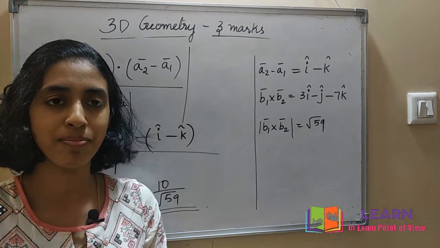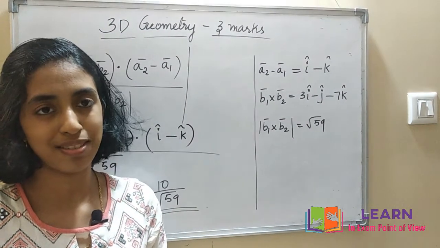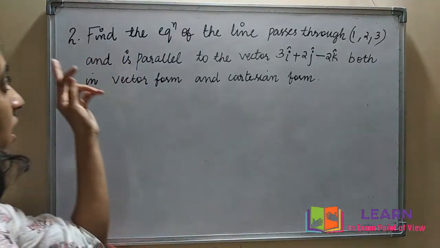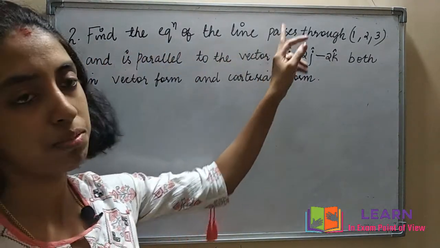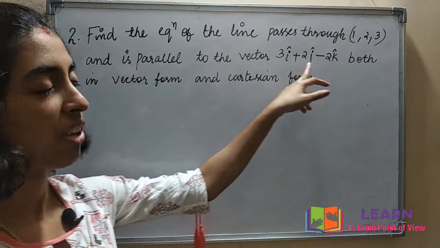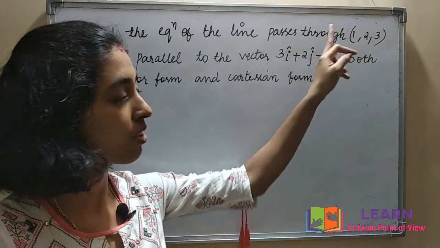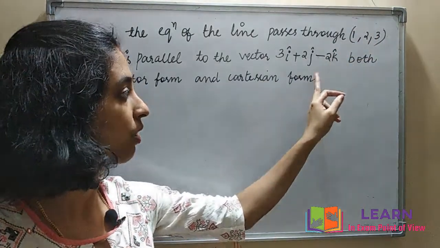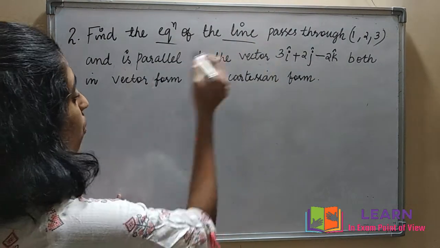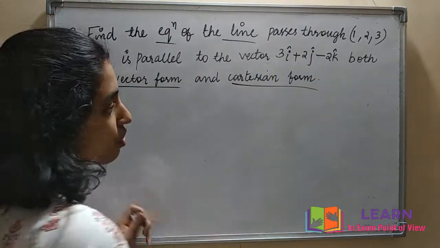Clear, students? So we can see the next question. So the second question. Find the equation of the line passing through a given point and parallel to a given vector. So this is a point, this is the vector. They are parallel to each other. And we have to find the equation of the line both in vector form and Cartesian form.